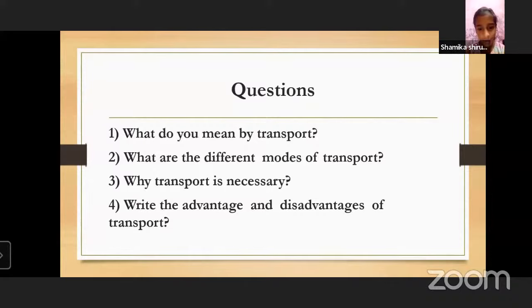Now the fourth question. Write the advantage and disadvantage of transport. Tell me only one advantage of transport. Why is transport needed? Any advantage we have to say. Traveling in less time, high speed. Yes, all these are advantages.